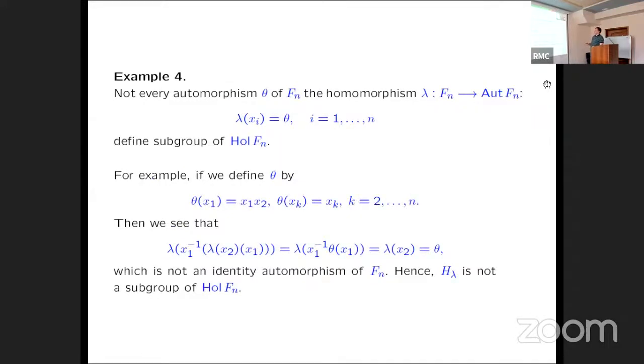Note that not every automorphism theta of the free group and homomorphism lambda of the following form defines a subgroup of the Holomorph. For example, if we define theta by the following: all generators are fixed and the first generator goes to x1 multiplied by x2. Then we see this equality. In the right part, it is not the identity, and it means that H lambda is not a subgroup of the Holomorph.